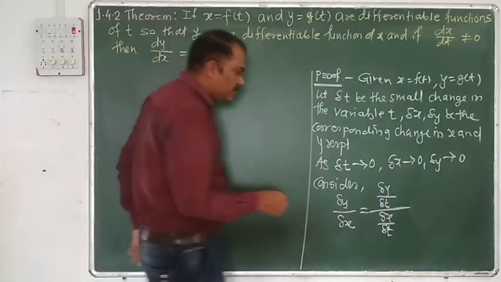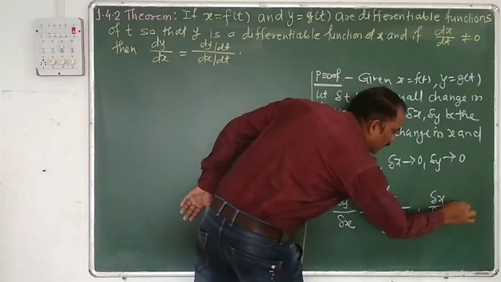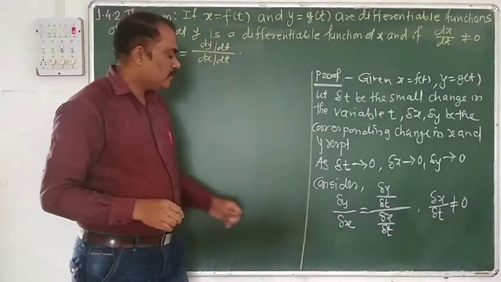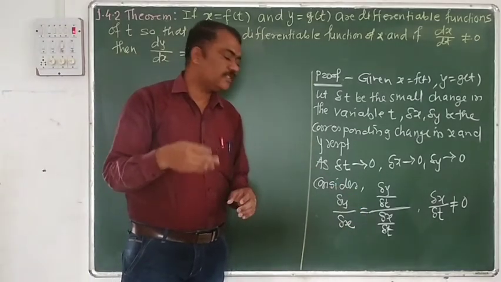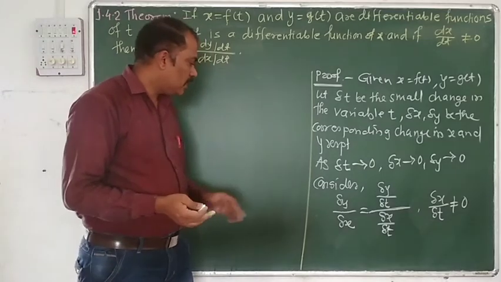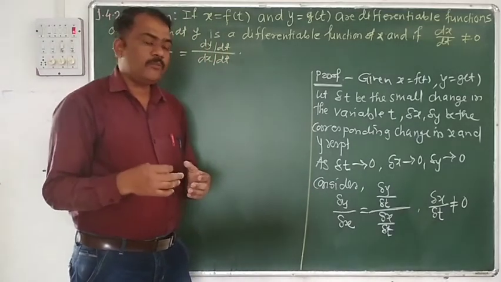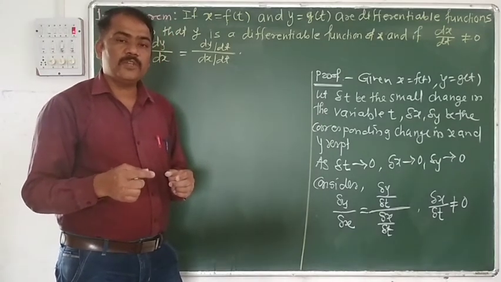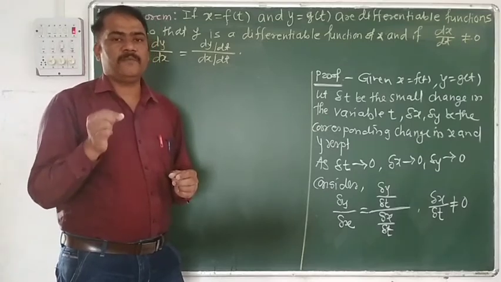Here the condition must be that delta x divided by delta t is not equal to 0. Okay, so that this ratio never tends to 0, this value must never be equal to 0. After that, what we have to do is take the limit on both sides. But when we take the limit, we must take the limit with respect to the small change in the independent variable.